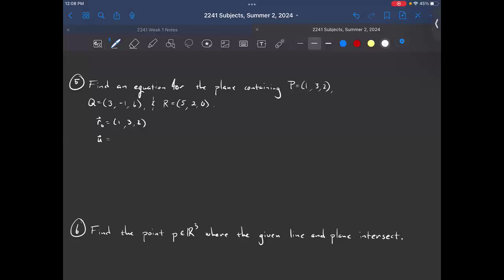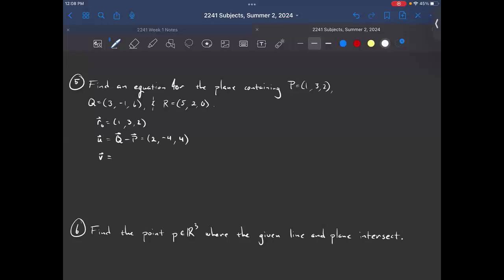So let's pair Q with P to get U. This will be Q minus P. And we'll get 3 minus 1 is 2. And then -1 minus 3 is -4. And 6 minus 2 is also +4. All right, so there's our vector U.